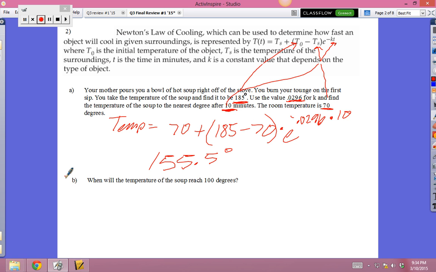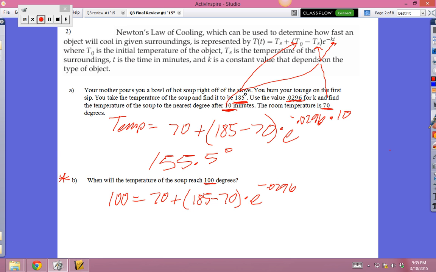Okay, now B is the good problem. B is where we're going to have to use logs. So they want to know how much time goes by until it cools down to 100. So now you're going to put 100 in for the temperature. So it's going to be 100 equals 70 plus 185 minus 70 times e to the negative 0.0296.